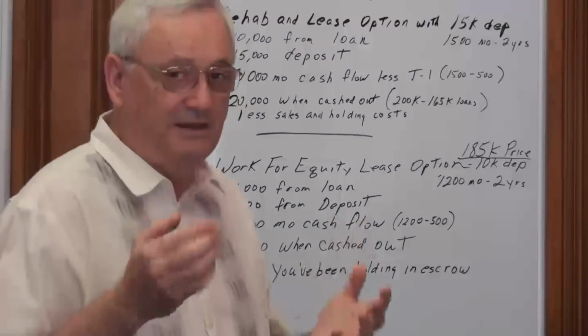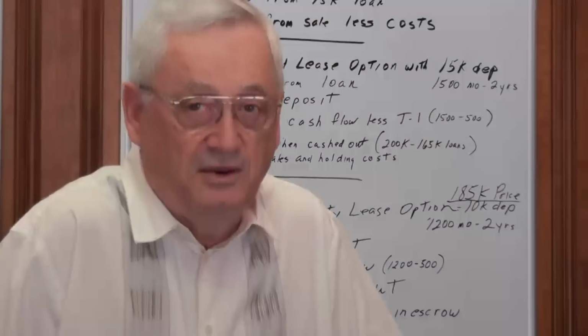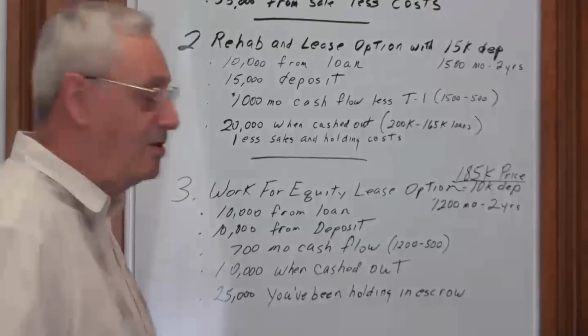By the way, if they don't think they can get it done in 2 years, you might want to rethink, do you really want them in the house? Because there's really something horrible wrong.